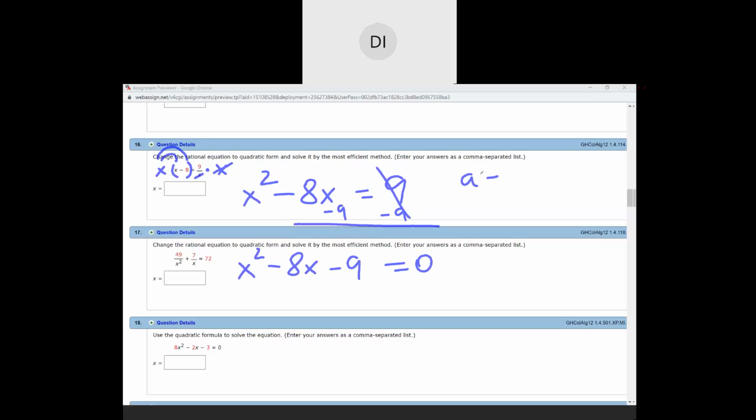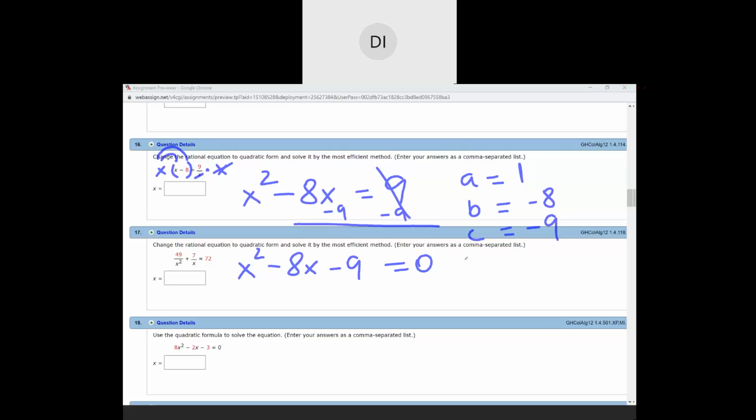So what is A? 1. 1, that's right. What is B? Negative 8. Yes, good job, negative 8. And C is? -9. -9, that's it. So now we're going to plug it into the formula.